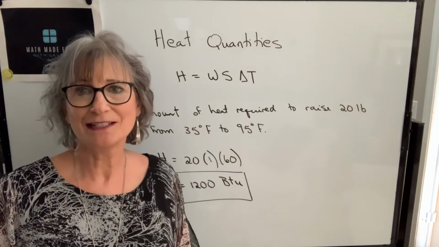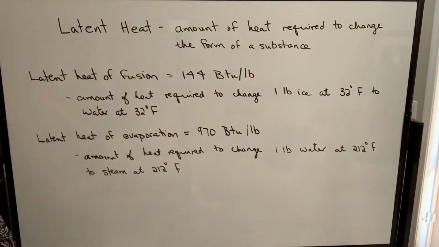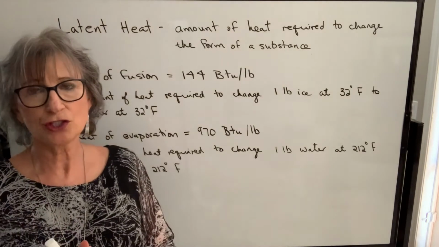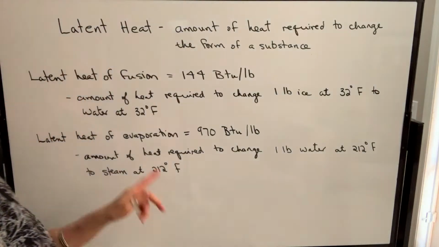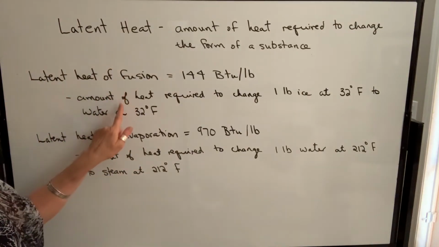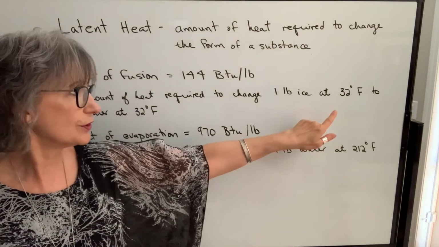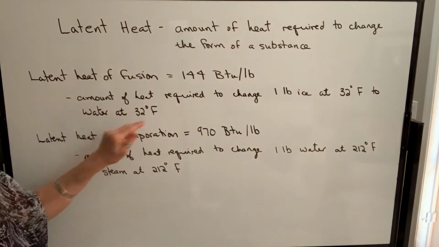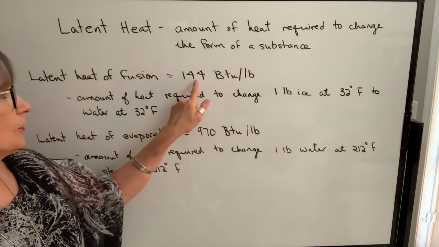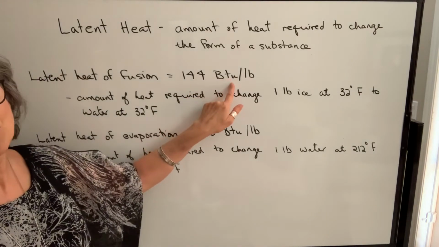Now let's talk about latent heat. Latent heat is the amount of heat required to change the form of a substance. So for example, if we were changing ice to water, that's called the latent heat of fusion, and it's the amount of heat required to change 1 pound of ice at 32 degrees Fahrenheit to water at 32 degrees Fahrenheit. And that value is 144 BTUs per pound.